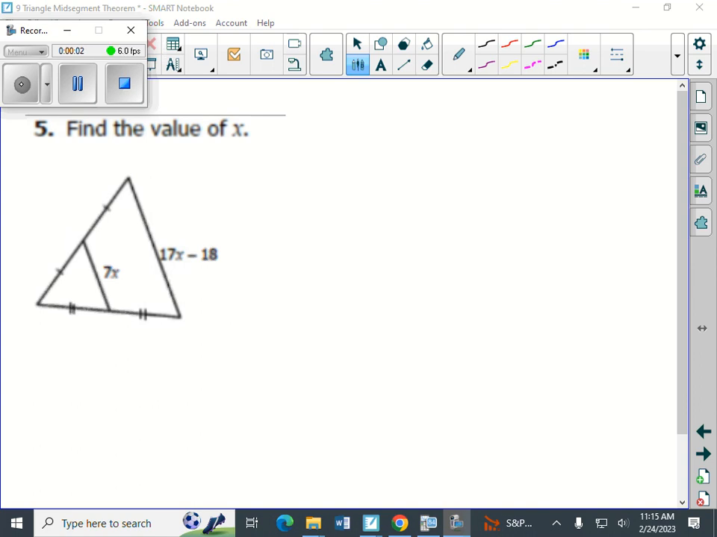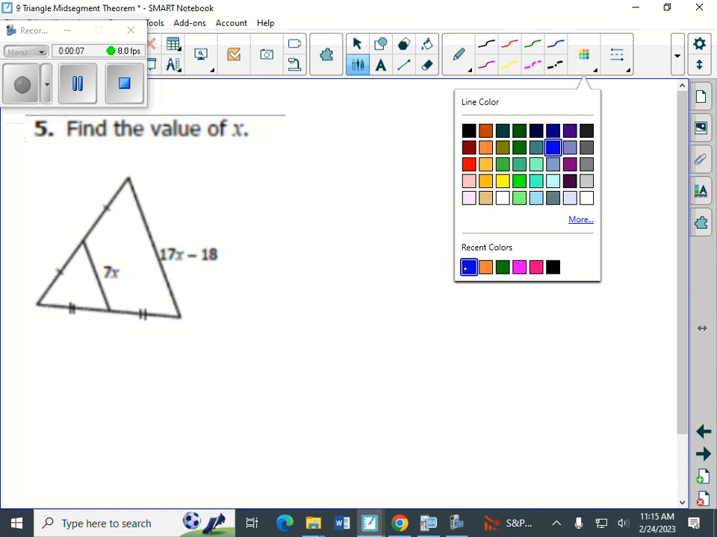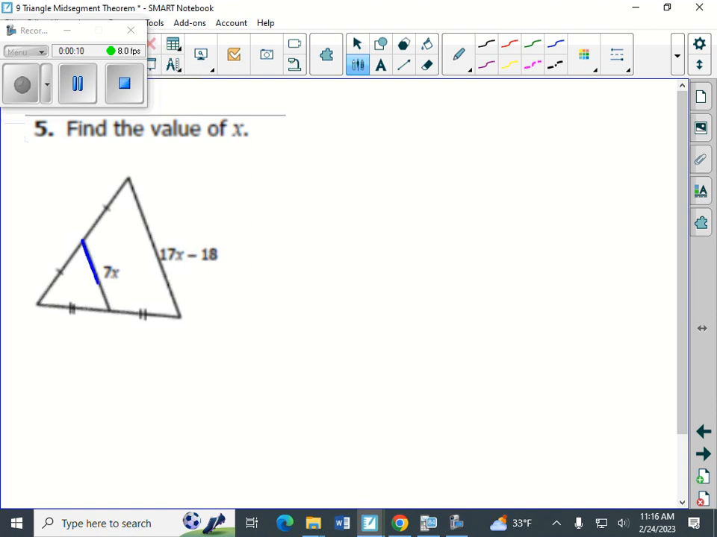Problem number 5, find the value of x. As we take a quick look here, this length and this length are going to be helping us because we can use the triangle midsegment theorem. And what we know is that 7x is half the length of the other side of our triangle here.